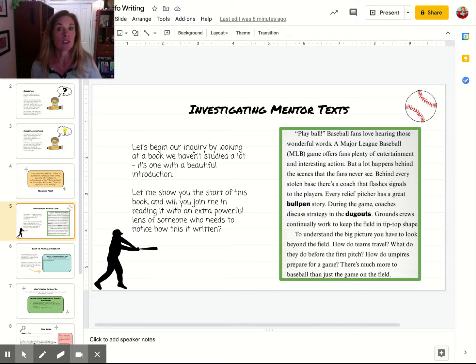That's such a solid introduction. Do you know what you're going to learn in this book? What did the author do that's so fantastic?